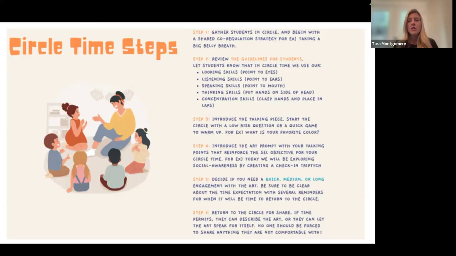So we want our students to be comfortable always. So this is an option, some students might want to talk about their art piece. Some students might want to just hold it up and show it and let it speak for itself. And then some students might not feel comfortable enough to share at all, and that's okay.